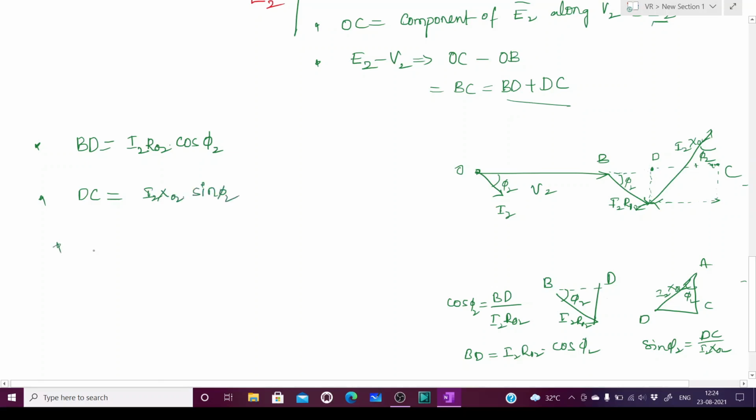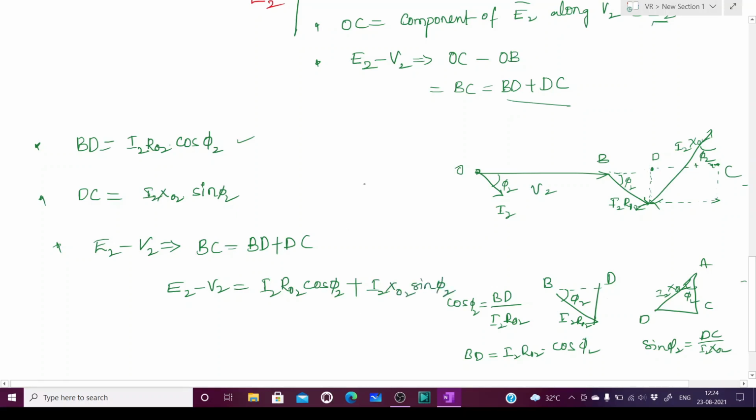So let us add these two vectors. E2 minus V2 equals BC, which is equal to BD plus DC. BC is nothing but E2 minus V2, which is equal to I2 R02 cos phi 2 plus, I am adding because it is a lagging power factor, I2 X02 sin phi 2. So this is the expression for E2 minus V2 here.